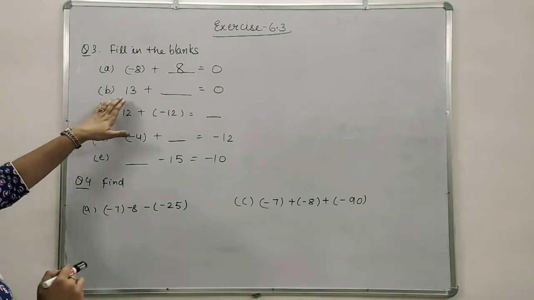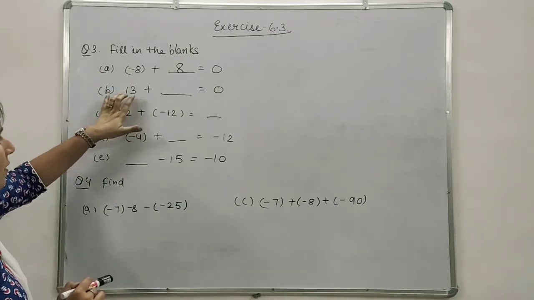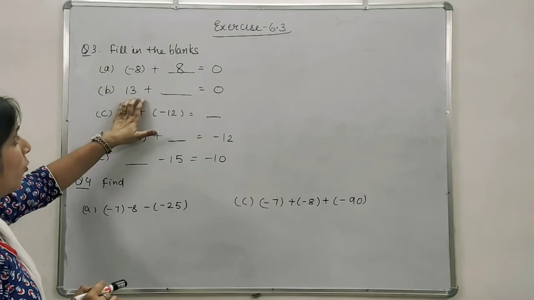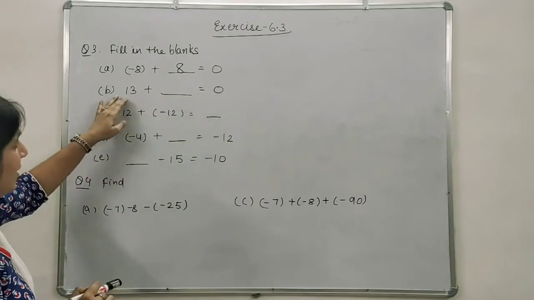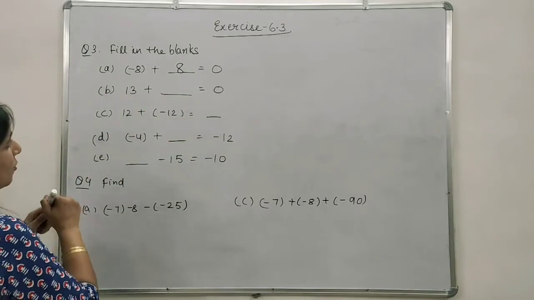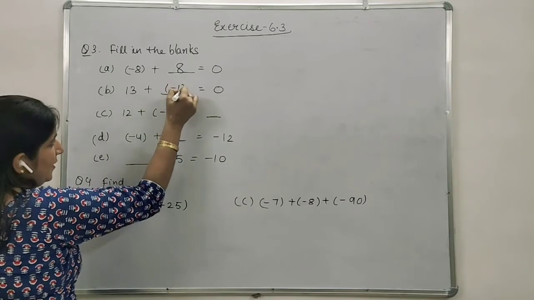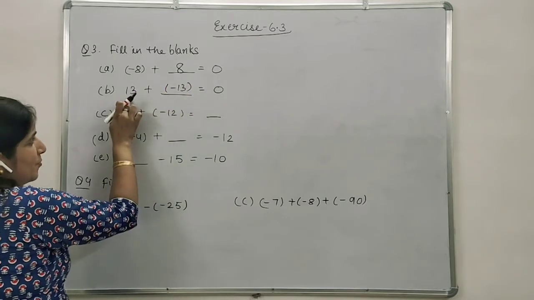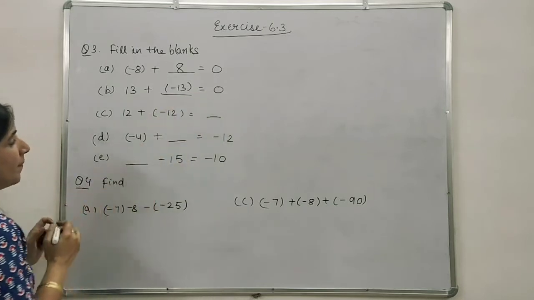Now the B part is 13. It is just similar to the A part. 13 is given there. What will make it 0? If we subtract 13 from this, it is obvious, so we are writing minus 13 here. If we write minus 13 and this is plus 13, when we add, the answer will be 0.